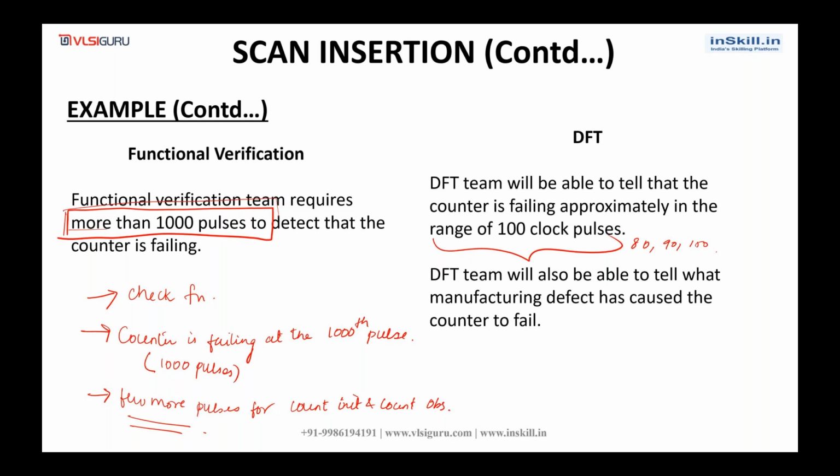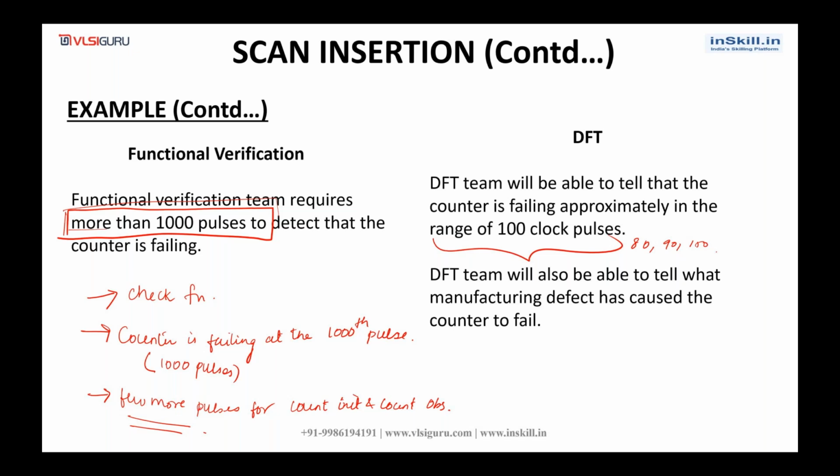So how are we able to tell this in such a small number of clock cycles? For that, you need to understand what a scan cell is and how a scan cell functions. You also need to understand the scan chain operation, which will be covered in our course. During the course, we will explain how DFT engineers are able to tell that the counter is failing in very few clock cycles. We are able to do this because we are easily able to control and observe our circuit.